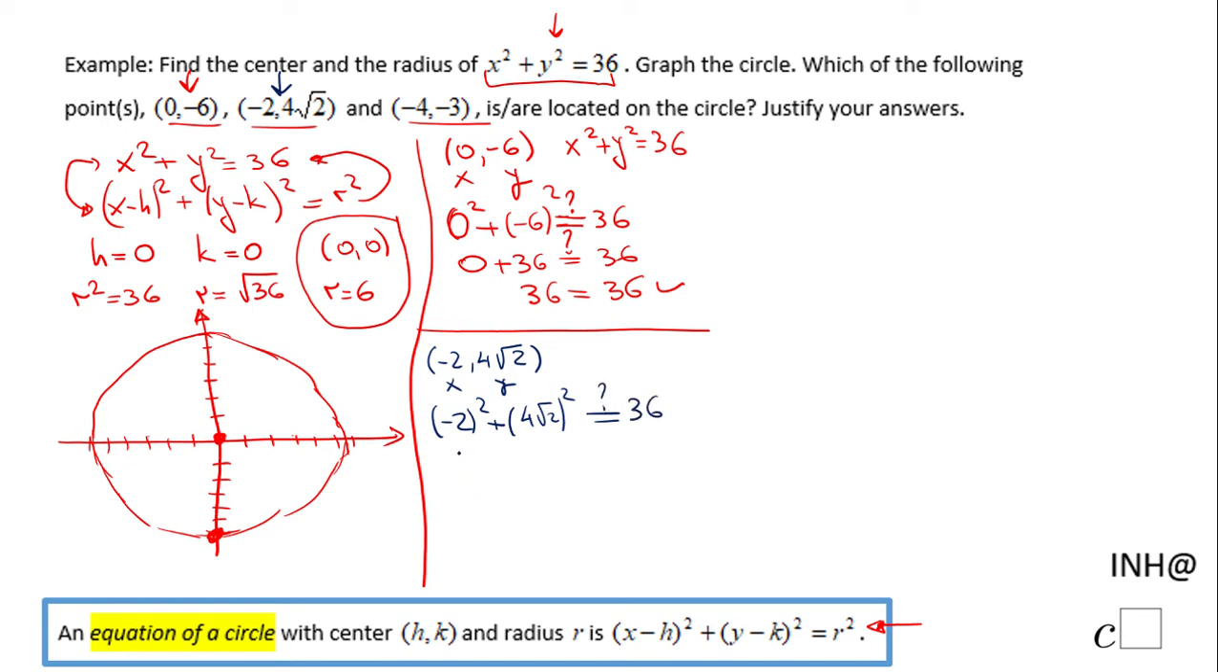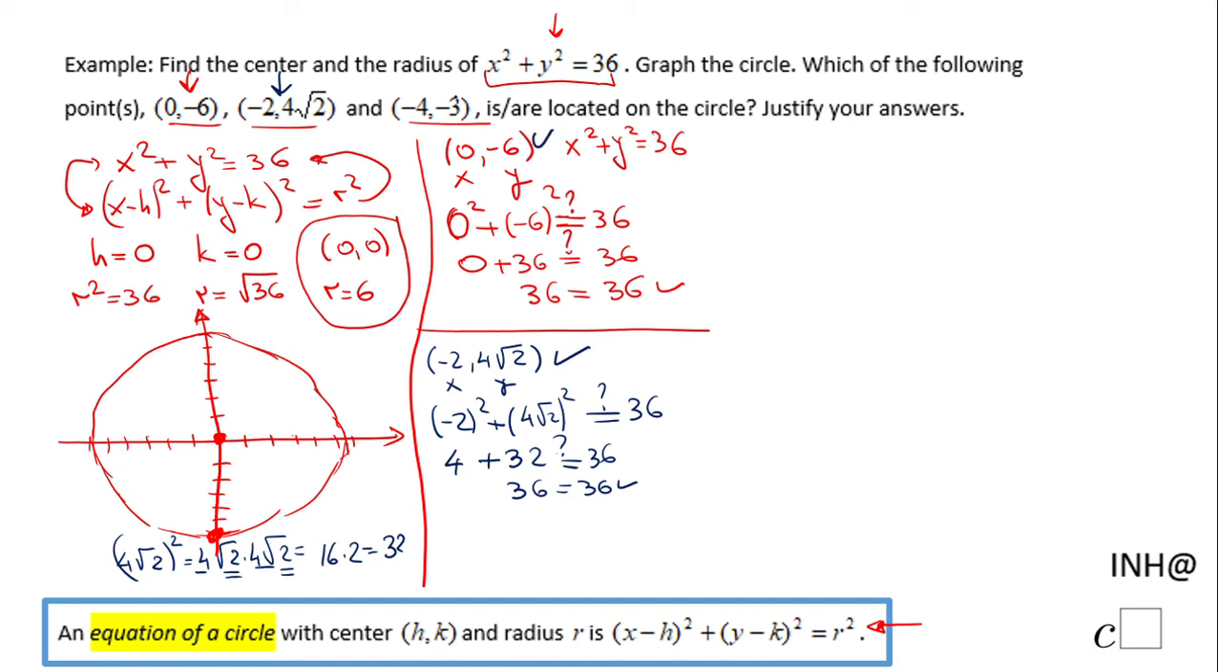And this is going to be 4. And here, (4 square root of 2) squared means 4 square root of 2 times 4 square root of 2, if you need to do this, and that will be 16 times 2, which is 32, right? 4 times 4 is 16, and square root of 2 times square root of 2 is 2. So we're going to have 4 plus 32, and again, that is equal to 36, and this is the justification for saying yes, this point is on this circle.